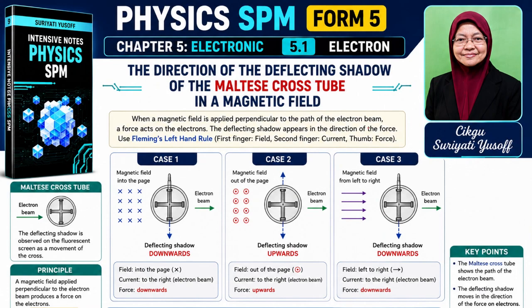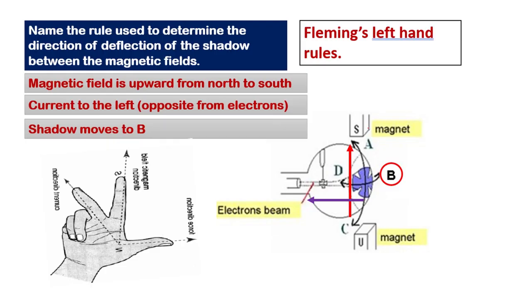This is the last part, 5.1 electron. We are going to learn about the direction of deflecting shadow of the Maltese cross tube in a magnetic field. Remember when we learned about the Maltese cross tube, we produce the shadow, and when the shadow is put in a magnetic field, it will deflect. So now we are going to learn how to determine the direction of deflecting shadow.